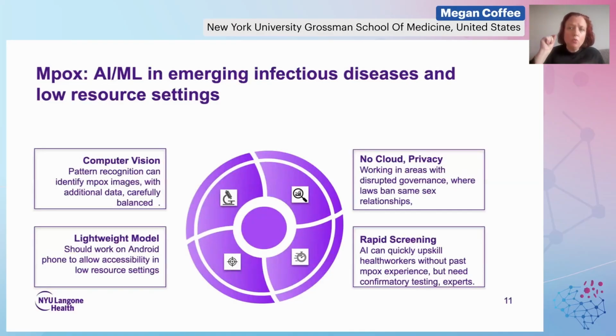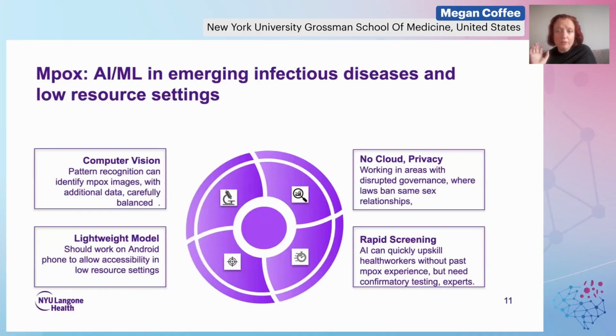Most people who are represented in most image data sets are male. So if you include male as one of your data set features, you may have 98% of mpox images being male, which can bias your results. So thinking about that carefully, you want a lightweight model so it works on Android phones in low resource settings.